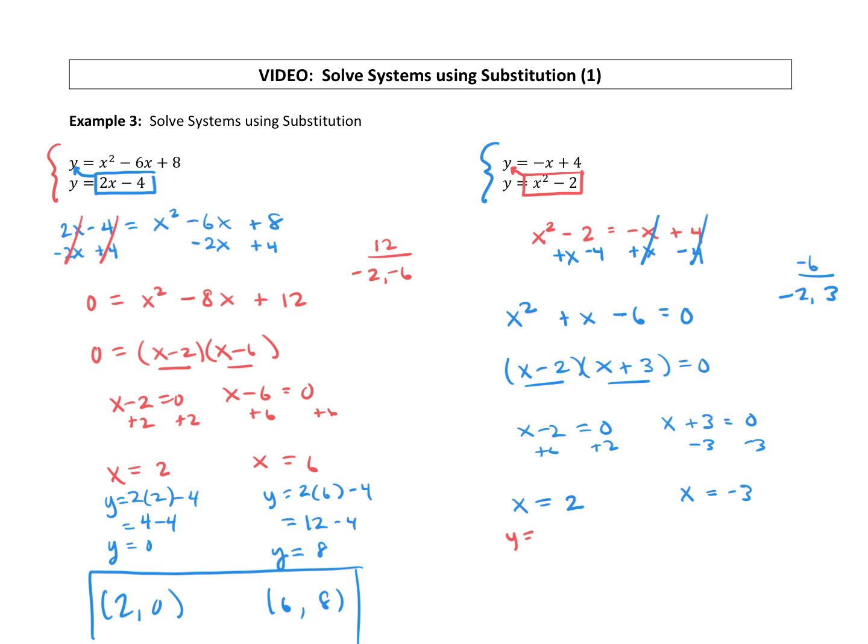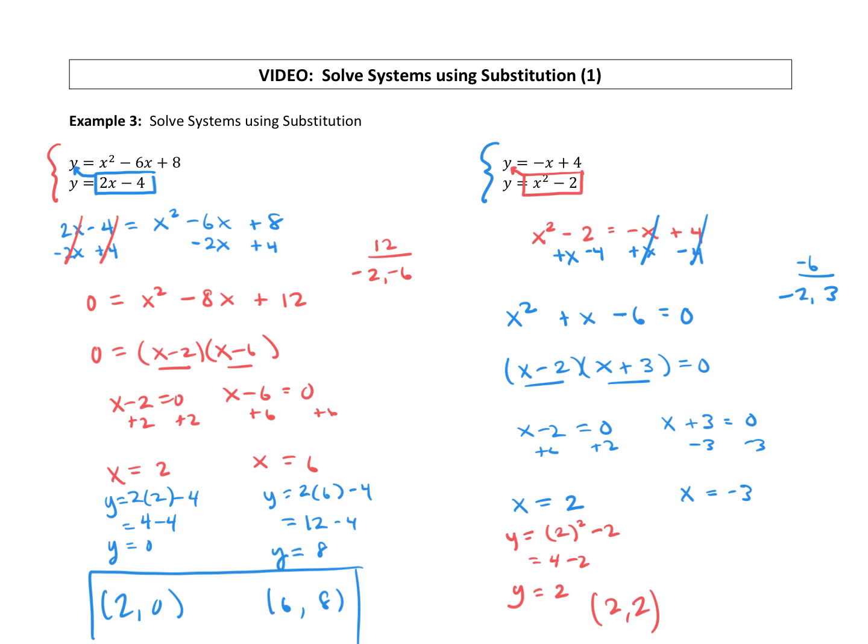So y equals x squared minus 2. So I'm going to plug in a 2 for the x. 2 squared is 4. 4 minus 2 is 2. So when x is a 2, our y value is a 2. So there's one of our solutions to the system.